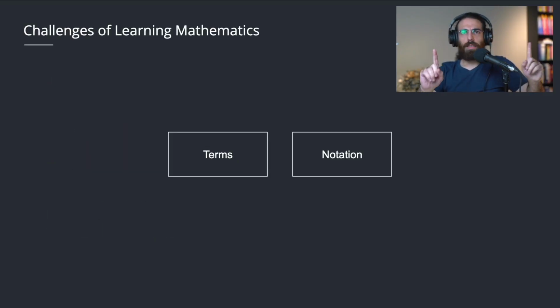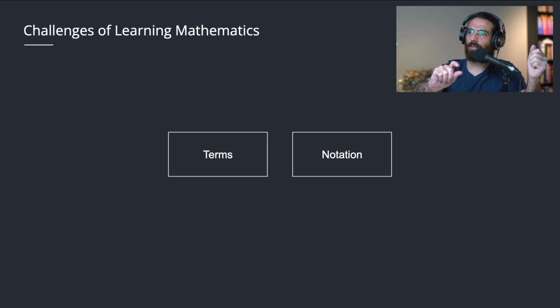The challenges with learning mathematics, there are two main things. And you want to be acutely aware of this whenever you come across a video, you attend a workshop like this, you pick up a book, you come across a blog. There are two things that you need to be aware of. Number one is terms. Terminology used in mathematical literature.